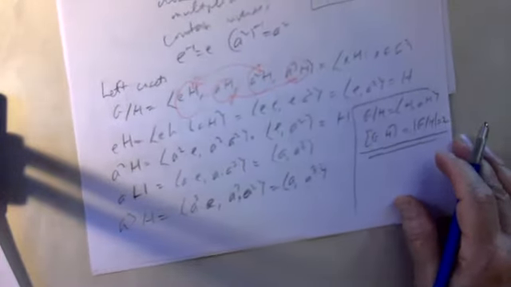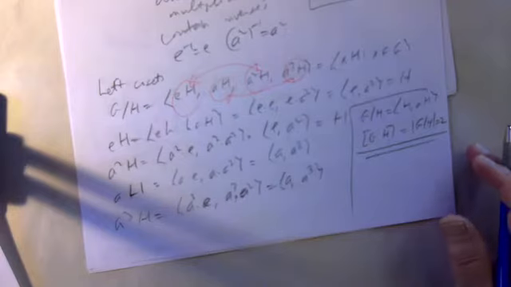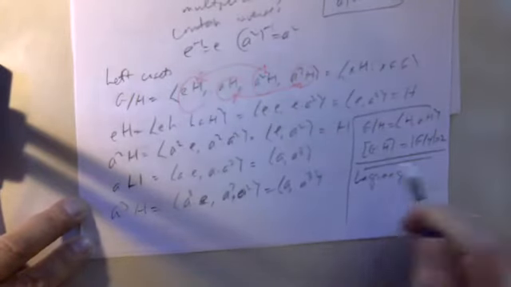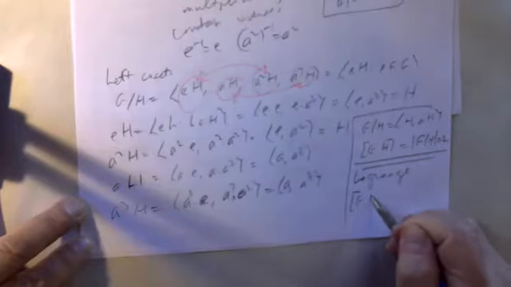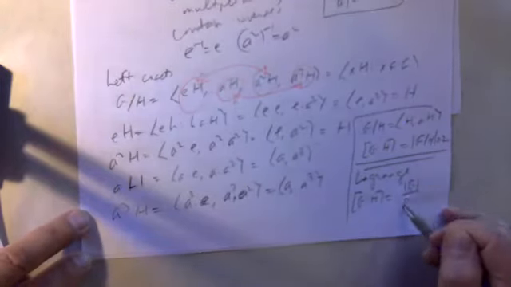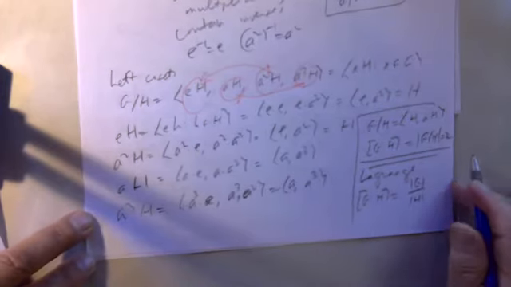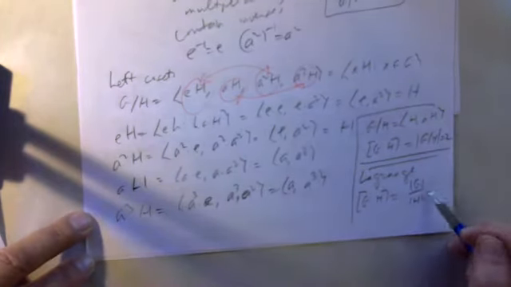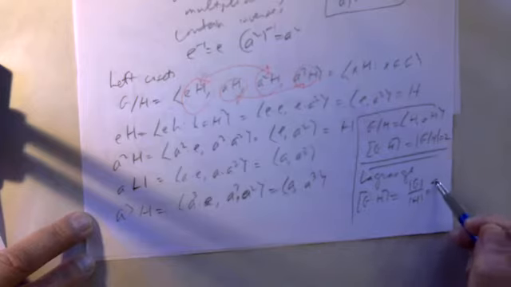And you could also, if you like, check this using Lagrange's theorem. The index of a subgroup H in the group G is the order of G over the order of H. The group G has 4 elements. The subgroup H has 2 elements. And the quotient is 2.